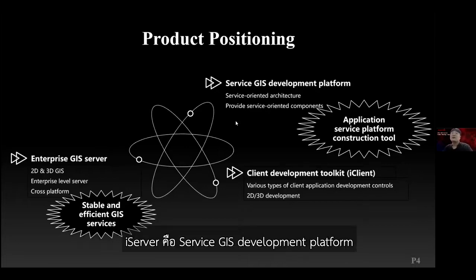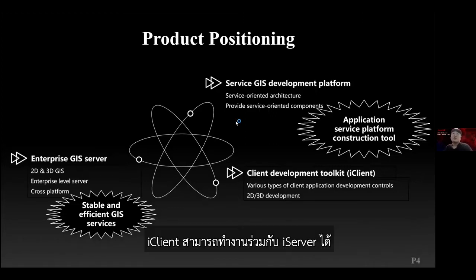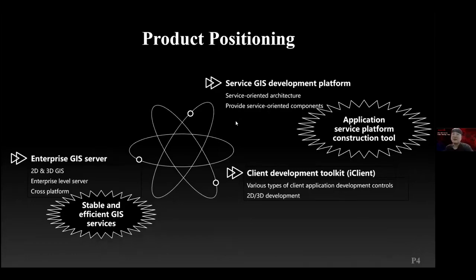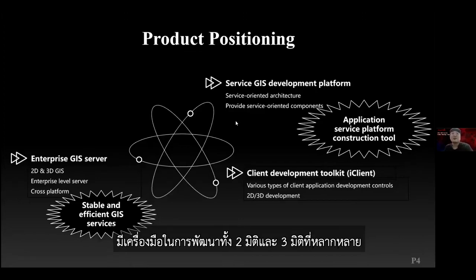And iServer is also a service GIS development platform. It is a service-oriented architecture and provides service-oriented components. And of course, iClient can work with iServer together. These 2 products cooperate with each other to provide the capability of secondary development of web GIS applications. So the client development toolkit, which is iClient, provides us the function of various types of client application development controls and 2D and 3D development.